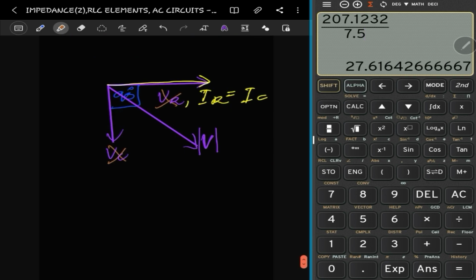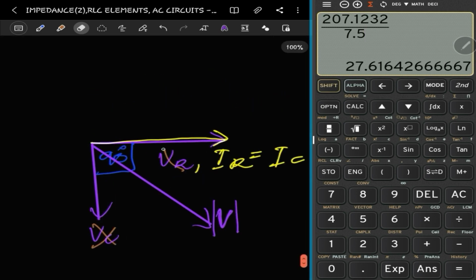So we want to find the phase angle between the current, which is the I, we know is IR, which is the same as the IC, they are the same, and the voltage. So that will be from here to here. The phase angle we're looking for is this side. All right, so that's how we go about it.